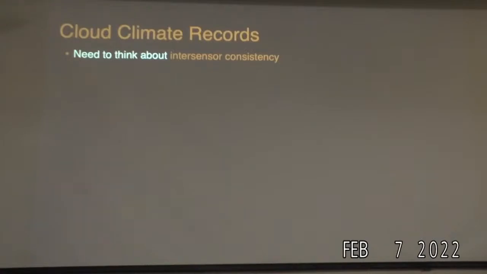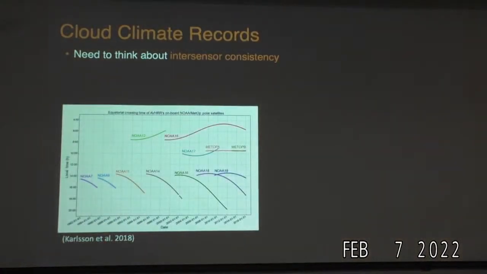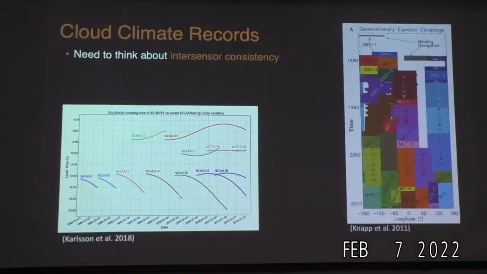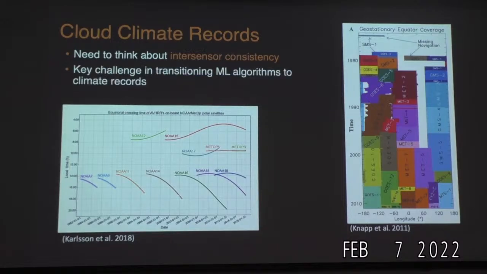The reason we need to think about intersensor consistency is that our longest observational records look like this. In the case of AVHRR, we have to stitch together observations from multiple different satellites in order to have a record long enough to do anything with. The geostationary record looks even worse. It looks like that. So unless we address this in a very intentional way, we're limited in the kinds of questions that we can ask, the kinds of analysis that we can do on our longest observational records of clouds. So I would argue this is a key challenge in transitioning machine learning algorithms to climate records, because we often train our algorithms on just a single sensor.